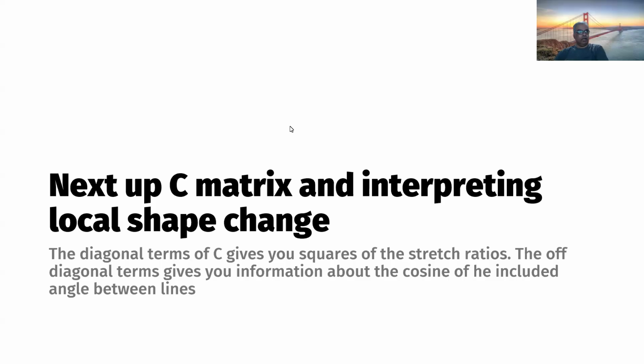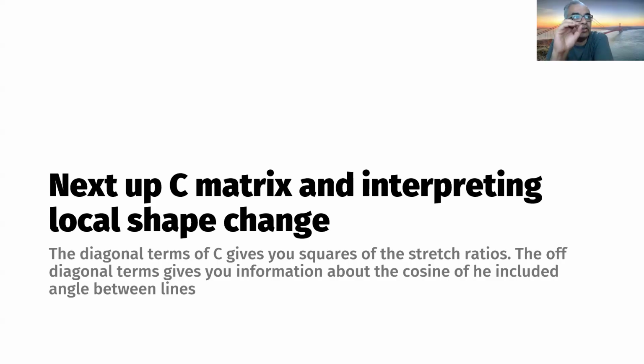Okay. Continuing on, we are now going to look at what is called the C matrix and how to interpret the local shape change. The basic idea is that F tells you what happens to the individual line elements by themselves and doesn't compare line elements. So if I want to look at shape change, somehow I want to know how much length change has happened, whether it's become larger or smaller, whether the angles between them have changed, and all this stuff. So that's where the C matrix comes in.